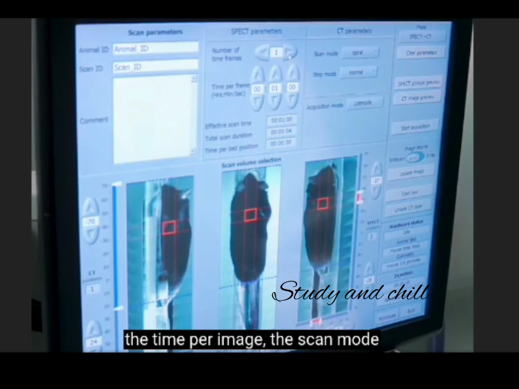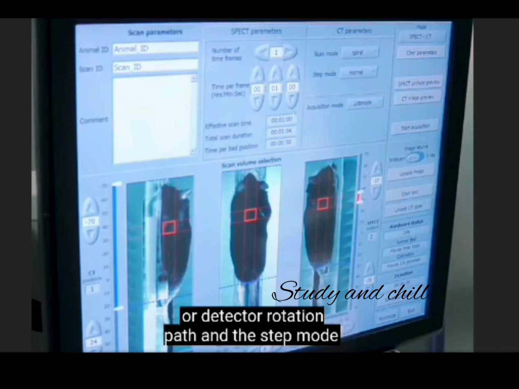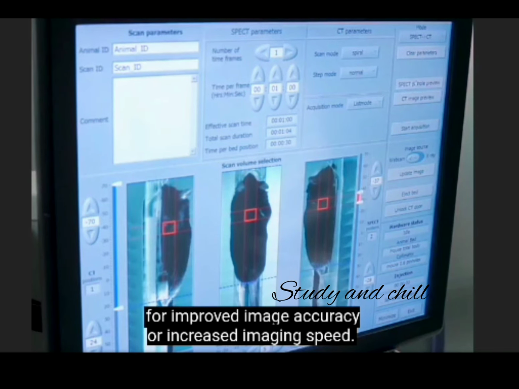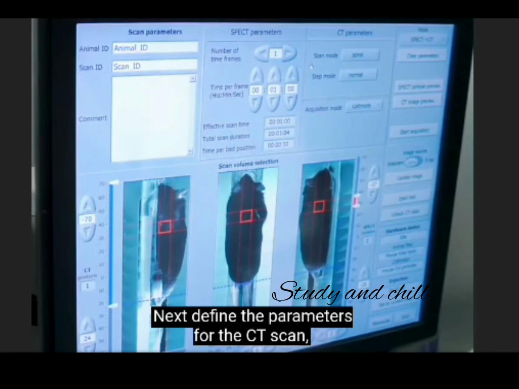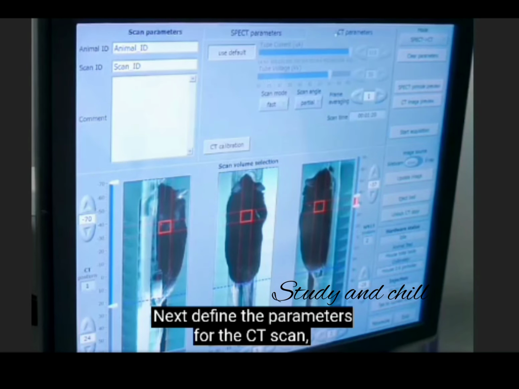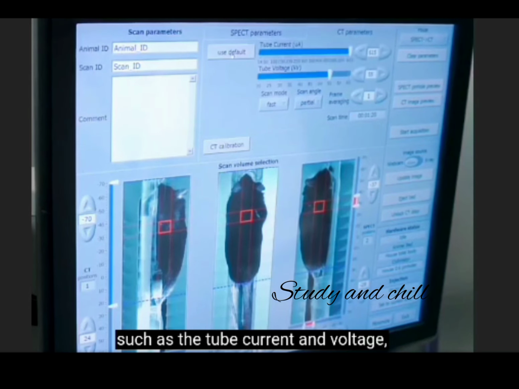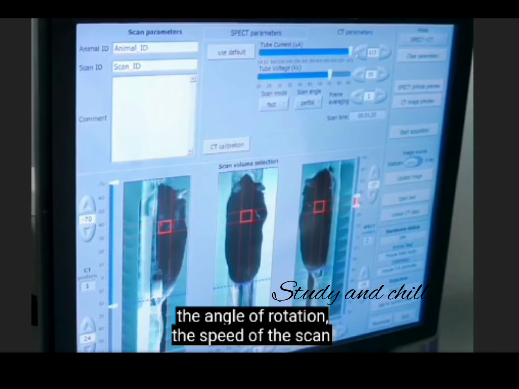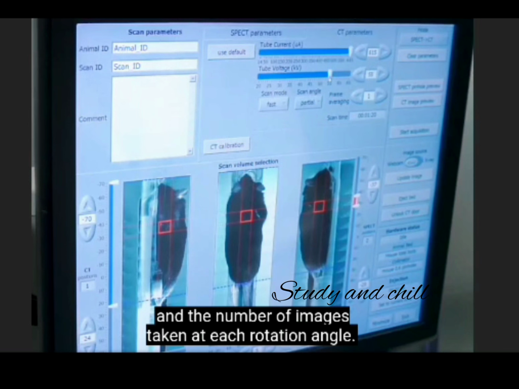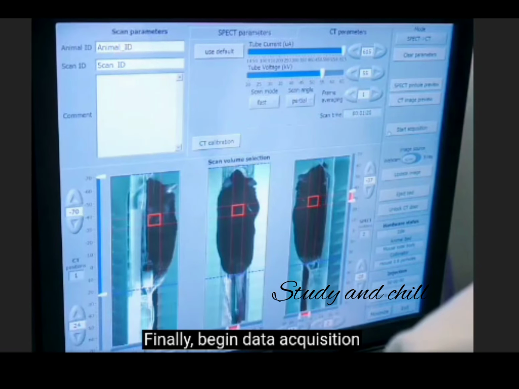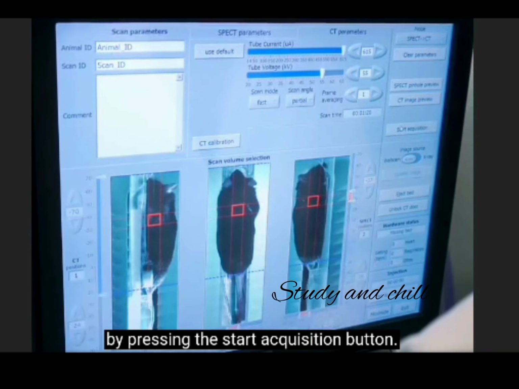Next, define the parameters for the CT scan, such as the tube current and voltage, the angle of rotation, the speed of the scan, and the number of images taken at each rotation angle. Finally, begin data acquisition by pressing the Start Acquisition button. The duration of the scan depends on scan parameters, but is typically 30 to 60 minutes in length.